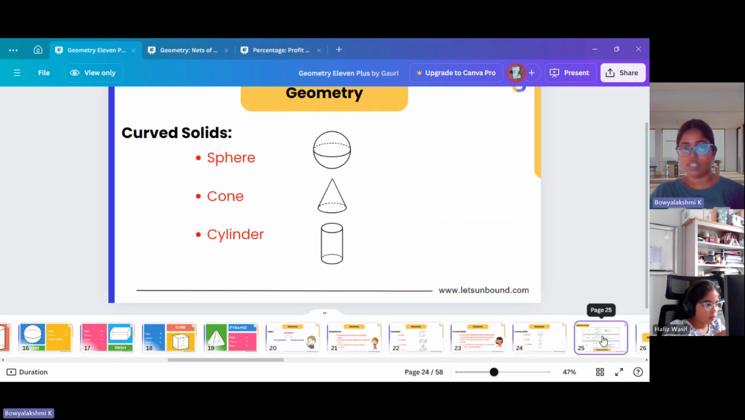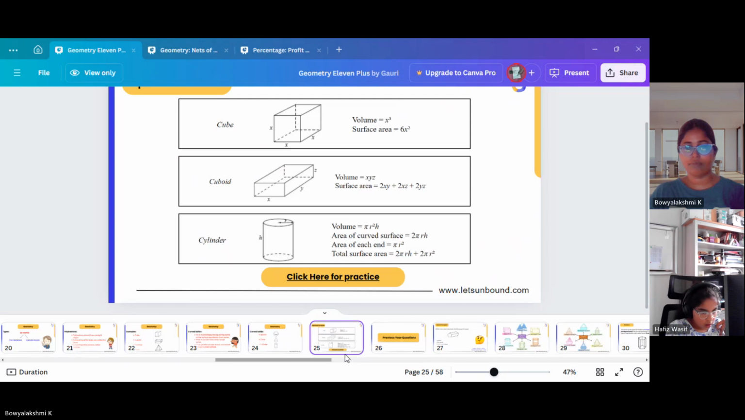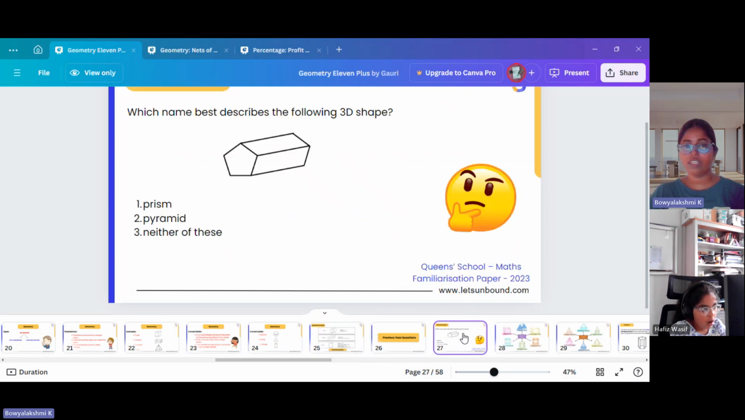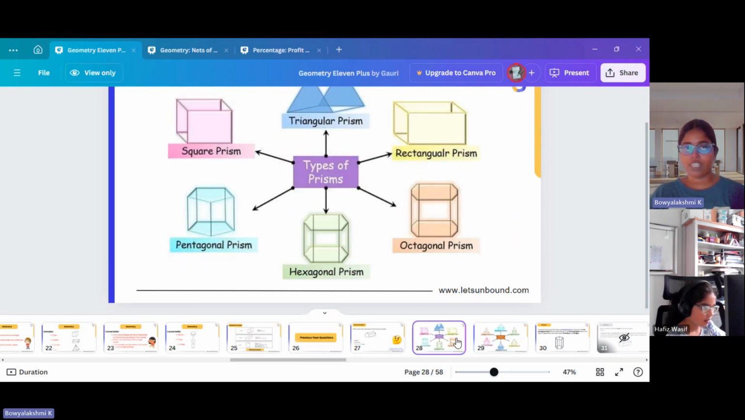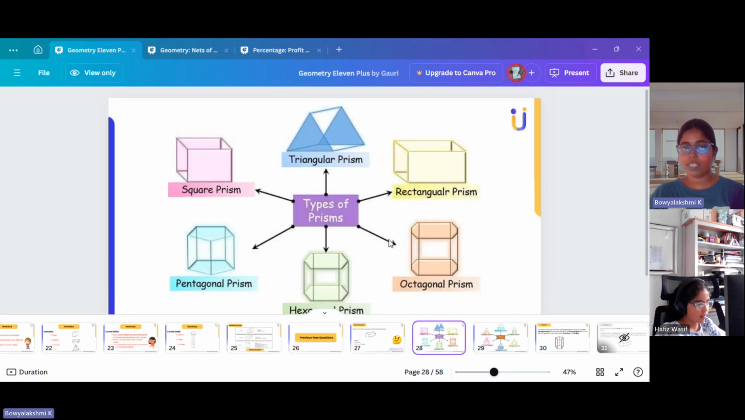So we can get into a previous year question. I think we can solve this. Which name describes the following 3D shape? What do you think? Prism, pyramid, or it's your choice. Just give a try. Okay, that is one of these actually. It's either one or two, prism or pyramid. Prism. Oh, it's great. Prism. Yeah, perfect.